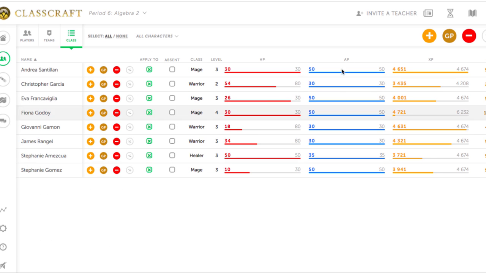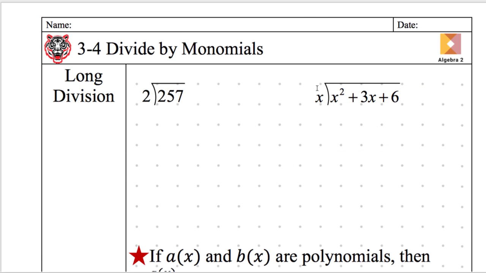I noticed that everyone has full AP, by the way, which means that the Warrior, especially Gio and James, you need to be using your first aid. You're level 3 now. You have that ability unlocked if you want it. Unlock first aid. Be healing yourself. Healers, be healing. Mage, replenish the healer's AP. And we're coming back to notes. That was my slight tangent.